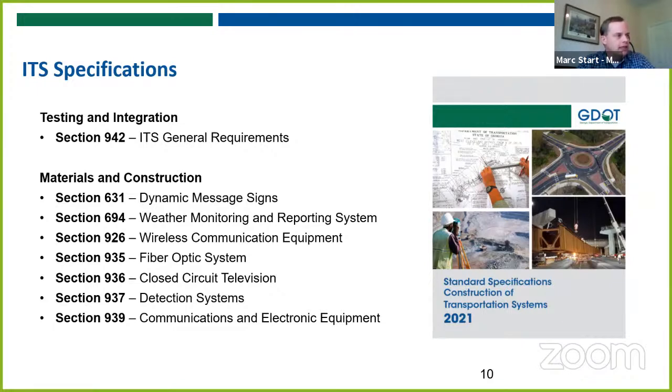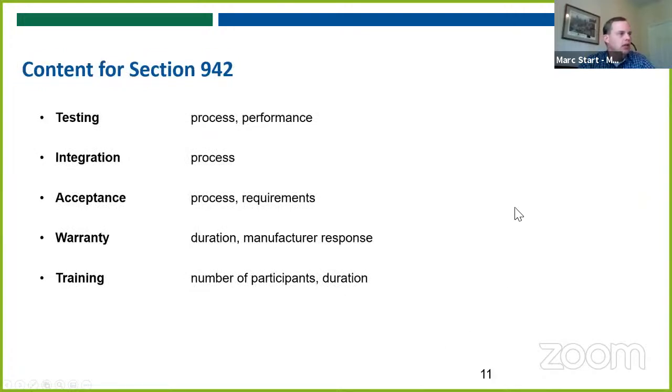And then you can see the listing of 7 specifications that really represent the different applications of ITS. And in those specifications, we're primarily looking at the materials and the construction of those individual systems. So to dig a little bit deeper in section 942, this one spec that rules them all, so to speak, we have these primary sections: testing, integration, and then the acceptance process, the warranty, and training.